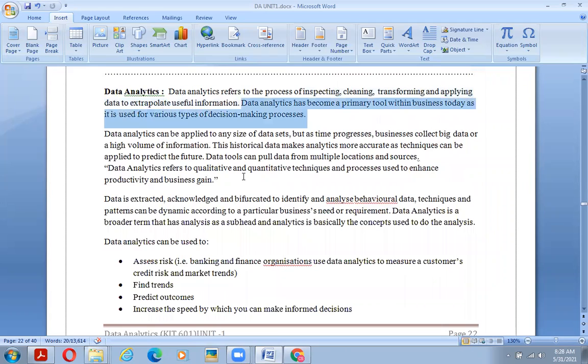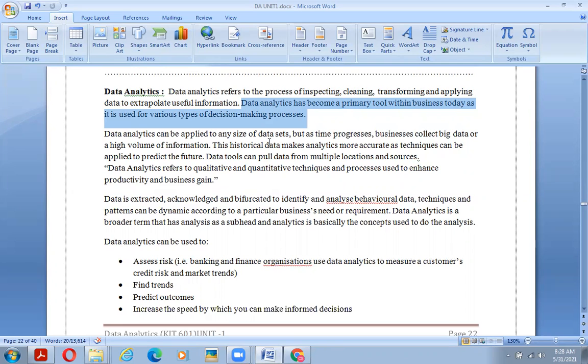Data analytics can be applied to any size of data set, but as time progresses, businesses collected big data or high volume information. Historical data makes analytics more accurate as techniques can predict the future. Data analytics can pull data from multiple locations and sources. Data analytics refers to the qualitative and quantitative techniques and processes used to enhance productivity and business gain.